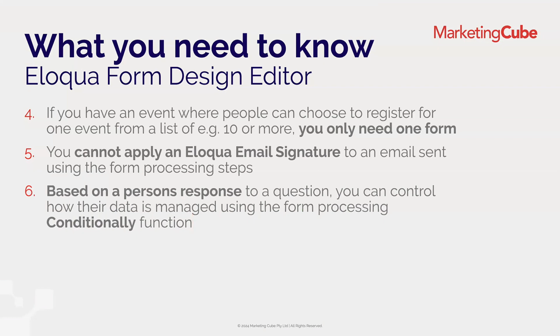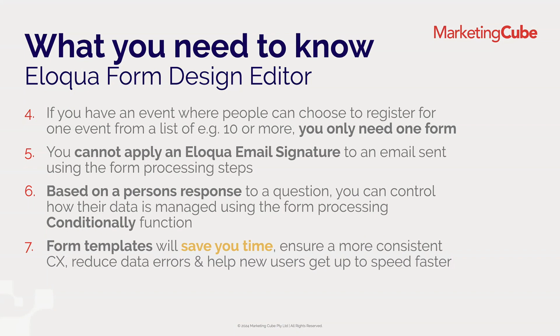Okay, based on a person's response to a question, you can do a lot of things and control how the data is managed using the form processing conditionally function. This ties in a little to point number 4 that I talked about. There can be a whole range of questions that you pose to people, and then it's set based on their response. You may want to provide a slightly different autoresponder or email, or even adjust the landing page with different information at the same time. So conditionally is the function that you'll see, and I'll show you in a minute how you do that and how it works.